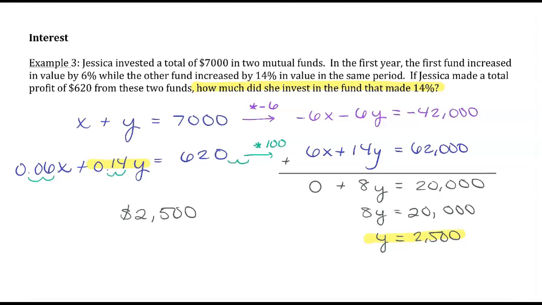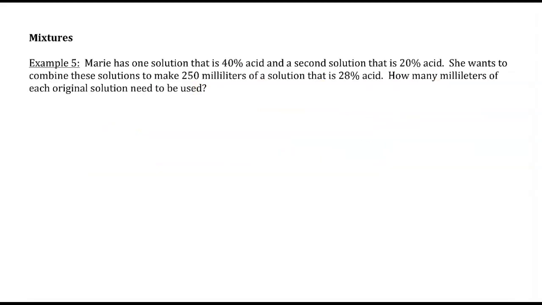Let's go on to a third type of problem. In example 5, we have a mixture problem. Mixture problems show up in all different areas of life, from mixing chemical solutions to ingredients in a recipe and chlorine in a swimming pool. We need to be able to solve mixture problems. The easiest way to take on a mixture problem is to create a table, and I'll show you how to do that here.